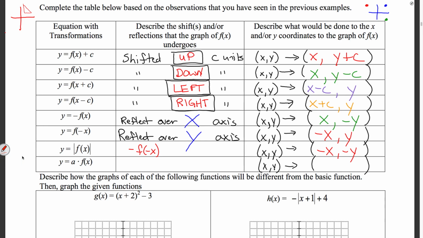So if I change all the values to negatives, let's say this point is 2, 6, right? And then I make them both negative, what will the new coordinate be? -2, -6, right? So -2, -6 would be down there, right? Yes.